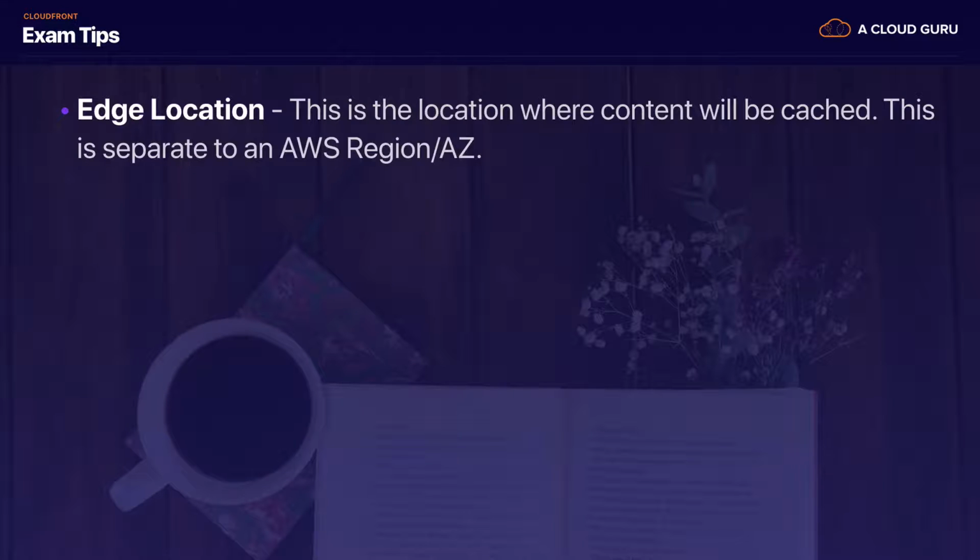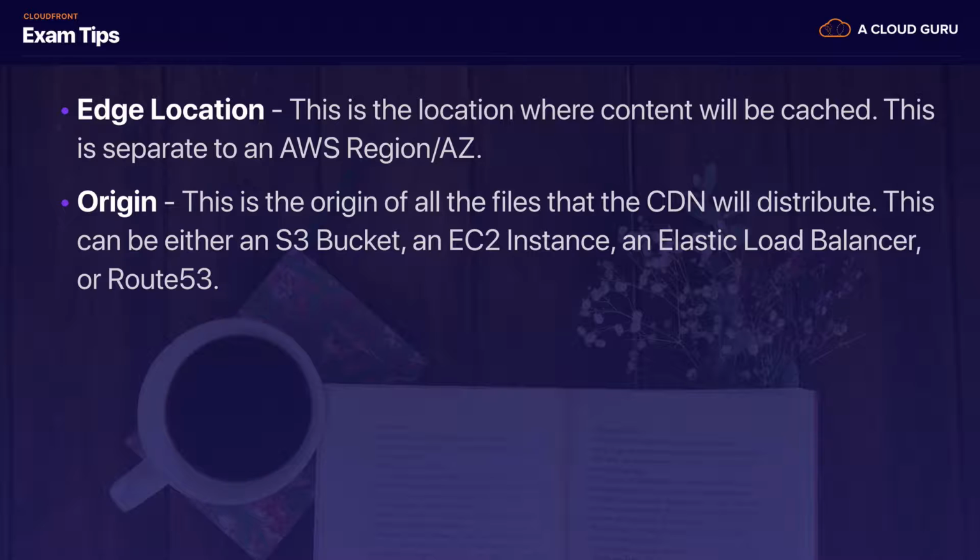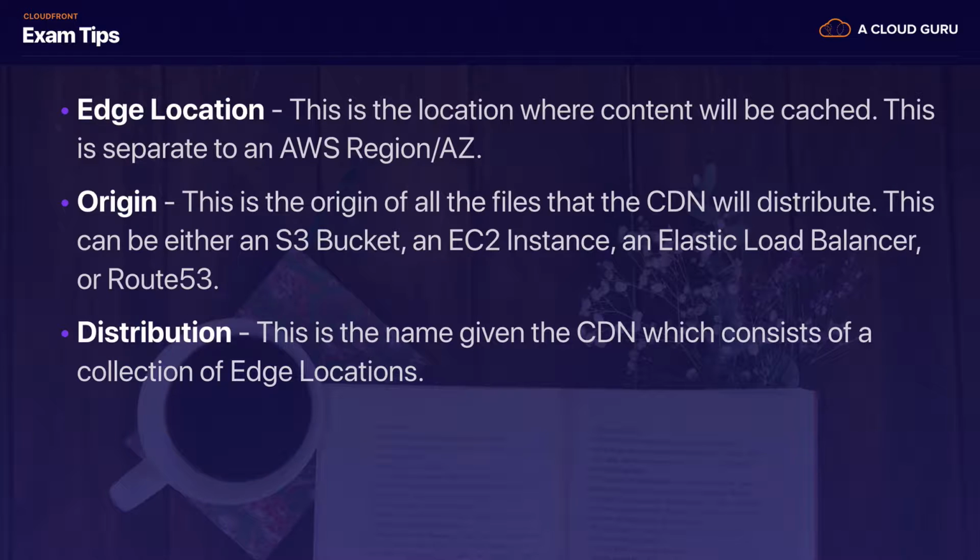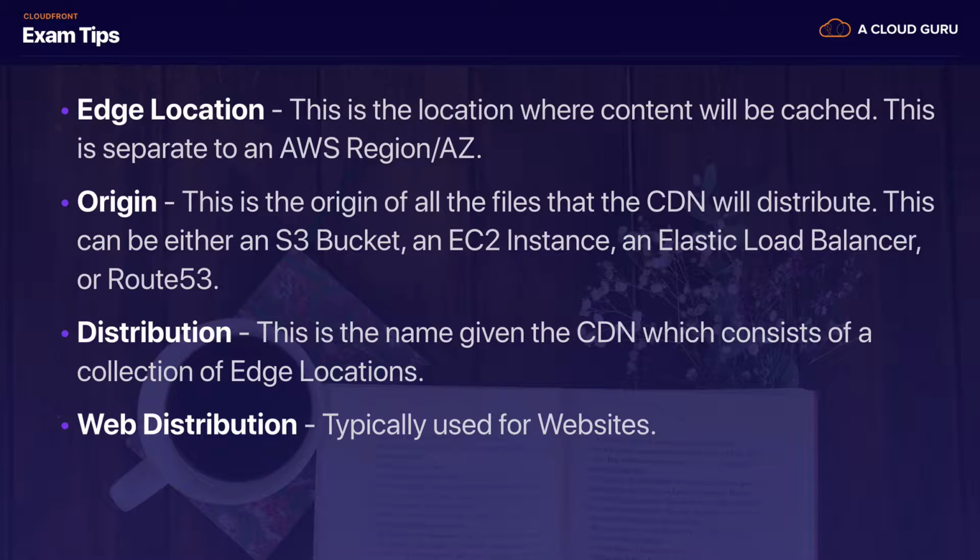So what are my exam tips? Just remember what an edge location is. This is the location where content will be cached. This is separate to an AWS region or availability zone. Remember what an origin is. This is the origin of all the files that the CDN will distribute. This can either be an S3 bucket, an EC2 instance, an elastic load balancer, or Route 53. And also remember that a distribution is the name that's given to the CDN, which is a collection of edge locations. A web distribution is typically used for websites, whereas RTMP is used for media streaming.